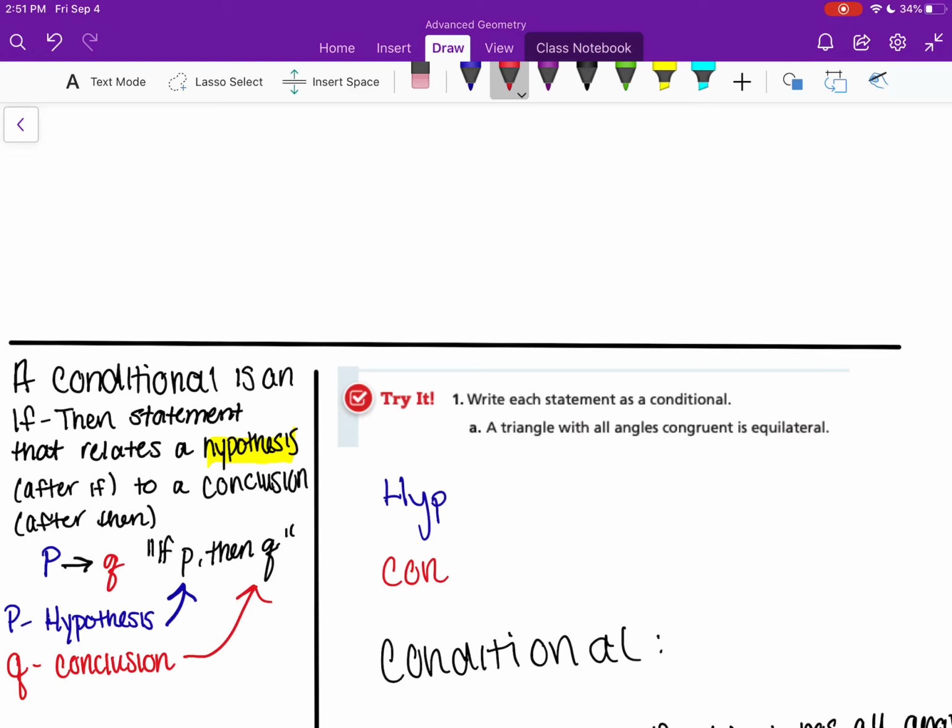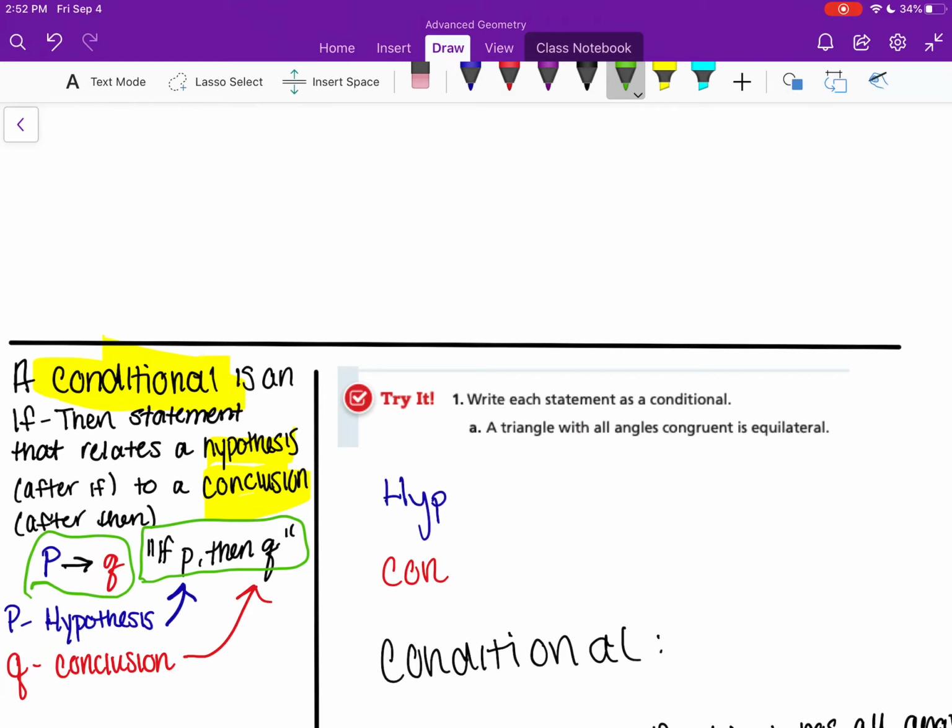So, first example says to write a conditional. Well, a conditional is an if-then type of statement that relates a hypothesis, which is the part after the if, to a conclusion, which is the part after the then. And we write that as P then Q. And we say that as if P then Q, where P is the hypothesis and Q is the conclusion.